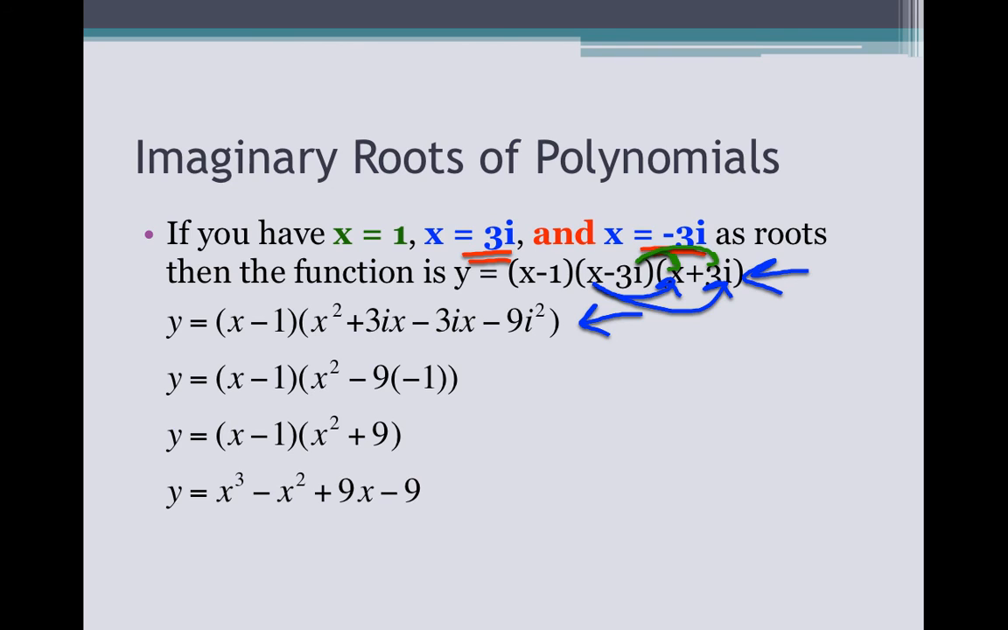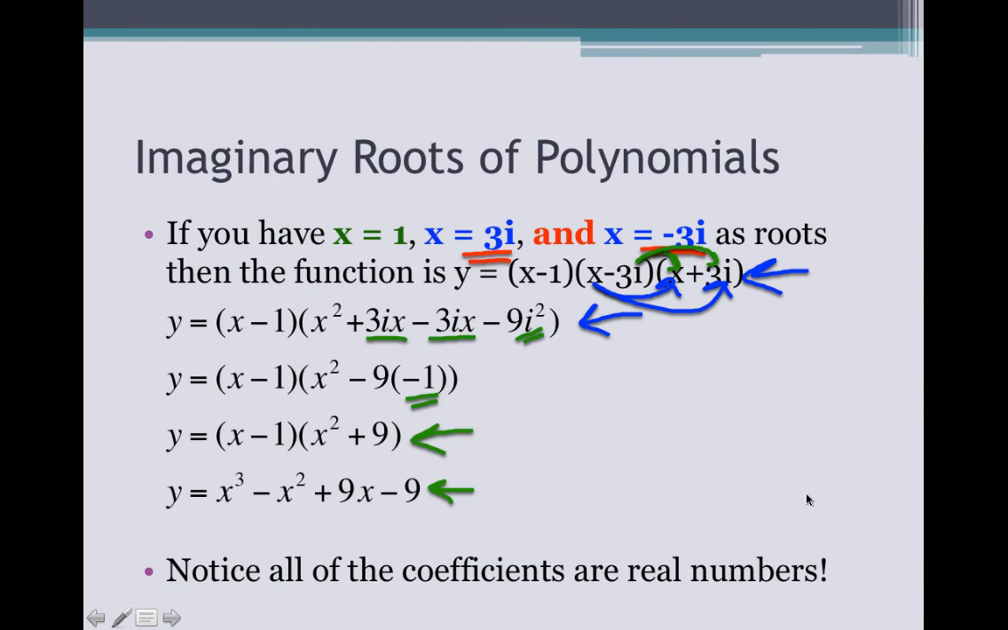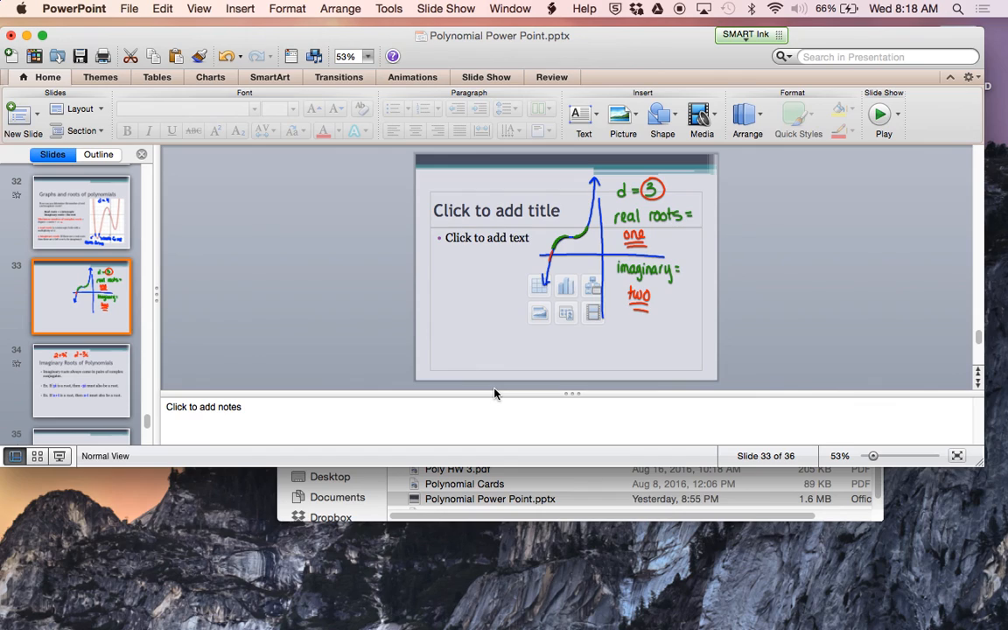Now, from algebra 2, you know that i squared is really negative 1. And 3ix minus 3ix cancels. So we have x minus 1 times x squared minus 9 times negative 1, which gives you this guy here, x minus 1 times x squared plus 9. If you distribute everything in, you end up with this polynomial. Notice that you have no imaginary coefficients. And that's because up here, when we double distribute with the conjugates, it gets rid of that imaginary part. So notice all of the coefficients are real numbers. So what you need to know is that you're always going to have the imaginary roots come in pairs, and they're going to be conjugates. And that is it.